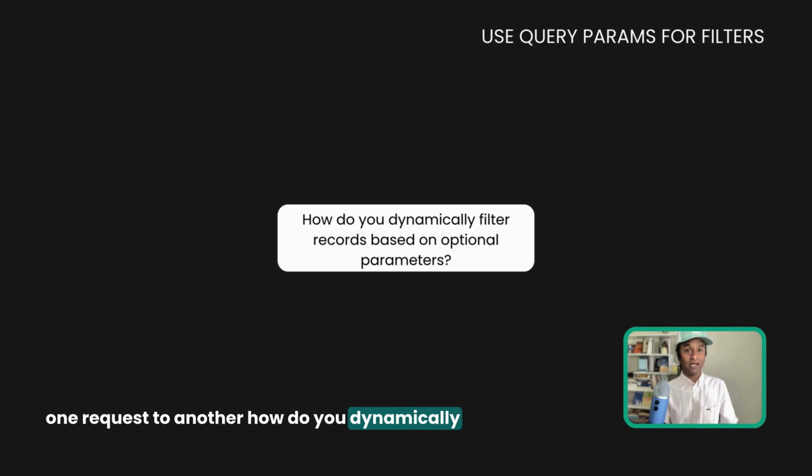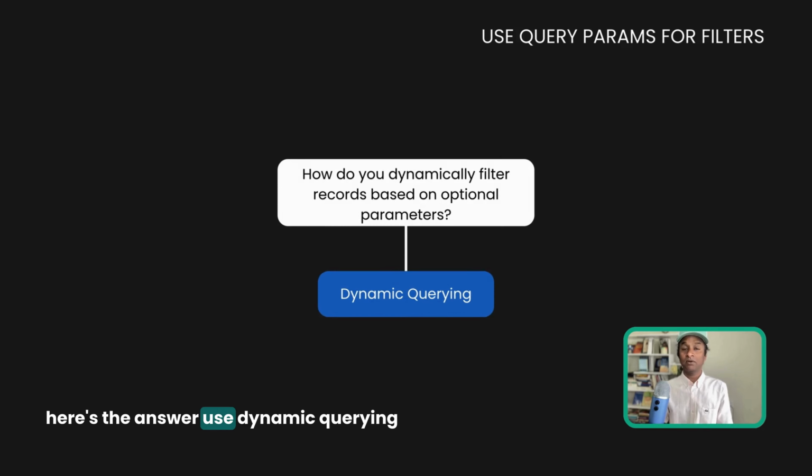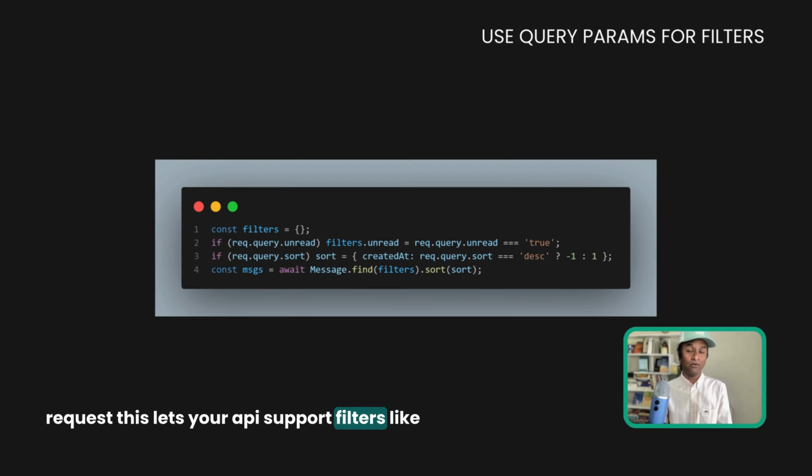How do you dynamically filter records based on optional parameters? Here's the answer: use dynamic querying. Instead of hard coding conditions, you build your query object on the fly based on the parameters provided in the request. This lets your API support filters like /messages?unread=true and sort=desc without enforcing rigid structures, giving both flexibility and clean logic.